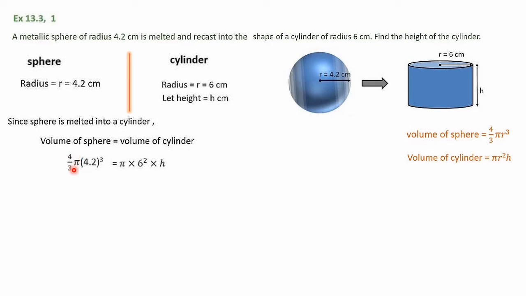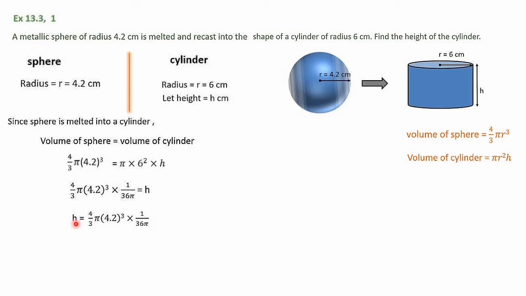So let's substitute using these two formulas. Volume of sphere is 4 by 3 pi r cube. Here r is 4.2 centimeter. So 4 by 3 pi into 4.2 the whole cube is equal to volume of cylinder, pi r square h. Here r is 6, so pi into 6 square into h. We have to calculate h. Here 6 square is 36, and here there is pi. So 36 and pi will come to the left side. Since they are in the numerator on the right, when they come to the left side they come in the denominator, that is 1 divided by 36 pi, equal to h.